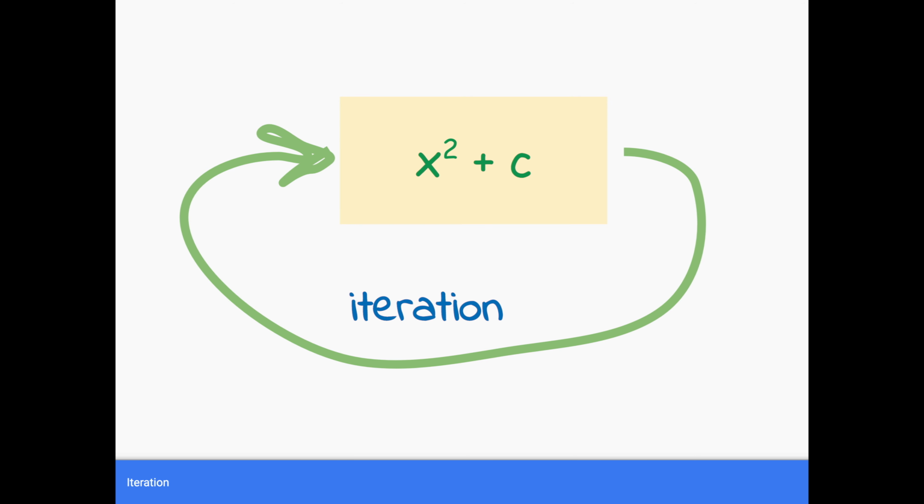Now there are different names for that. We can call it iteration. Other people might call it feedback or other fancy terms. The important thing is the idea, and that's a really simple idea.